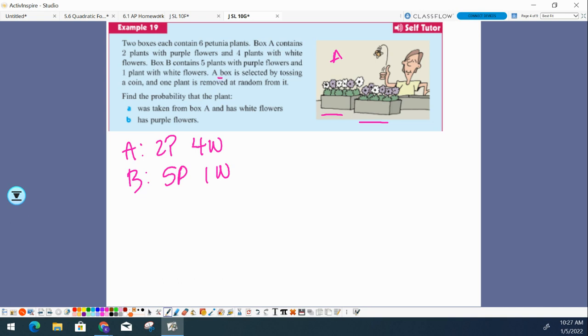We first select which box we're going to pick by tossing a coin. So we're going to make a tree diagram to first determine which box we're going to pick from, box A or box B. The probability that we take from A or B, we find by flipping a coin. So flipping a coin is 1 out of 2. Okay, and then from box A, we're going to pick the flowers.